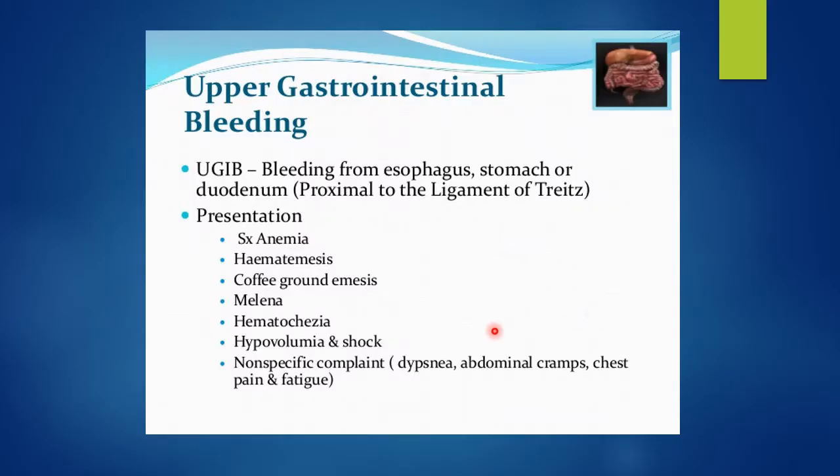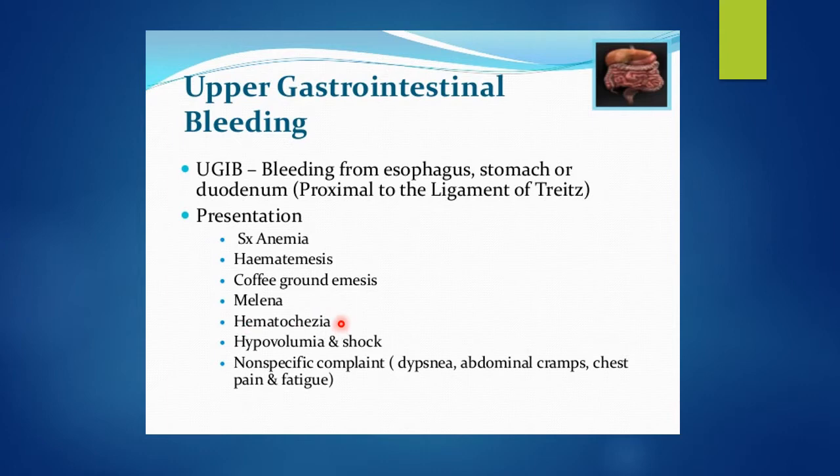Upper gastrointestinal bleeding from the esophagus, stomach, or duodenum, which is all proximal to the ligament of Treitz, can present in a number of ways. First, symptoms of anemia, such as pallor, giddiness, or even fainting. Hematemesis, or vomiting of blood, or vomiting of coffee ground emesis, which is altered blood accumulated in the stomach. Melena, or the passage of tarry stools.